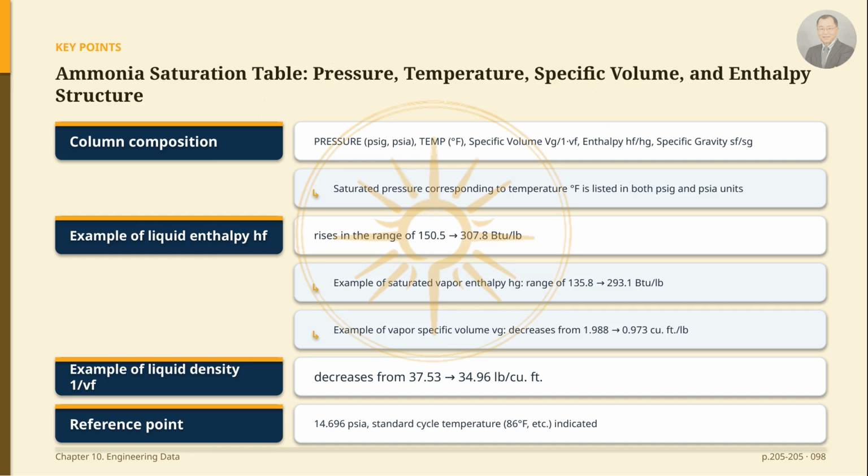Liquid enthalpy starts at 150.5 at the top of the table and increases down to 307.8 BTU per pound, while saturated vapor enthalpy ranges from 135.8 to 293.1 BTU per pound. Vapor-specific volume decreases from 1.988 to 0.973 cubic feet per pound, and liquid density decreases from 37.53 to 34.96 pounds per cubic foot. The reference pressure is 14.696 psi, and standard cycle temperatures, such as 86 degrees, are marked separately.